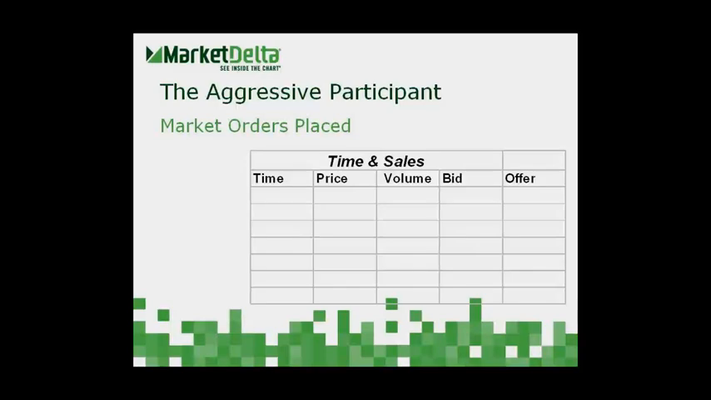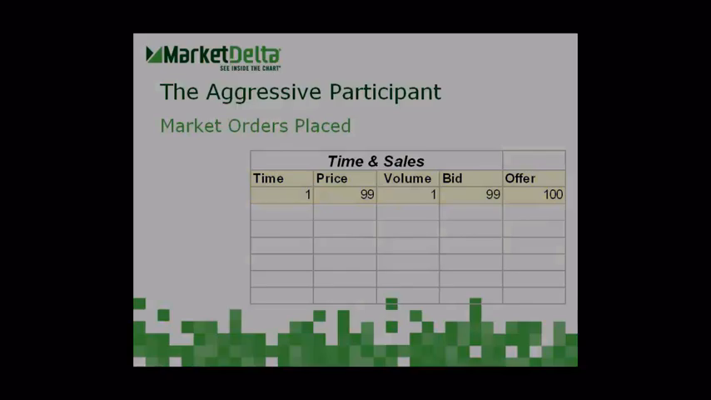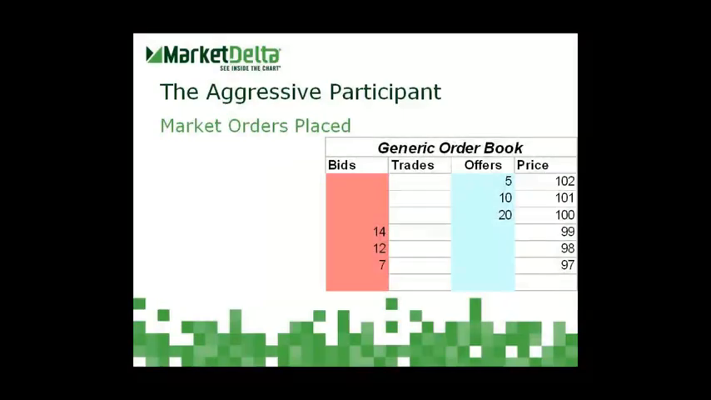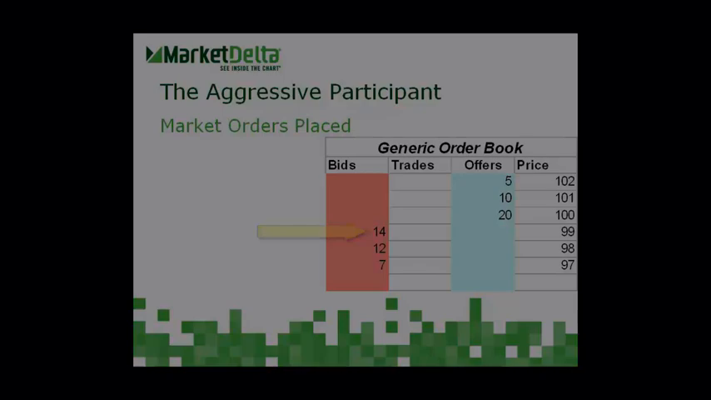At some time, let's call it time 1, a market order to sell comes to the exchange. What happens? The market order to sell is matched with the best available bid quoted from the order book, which in this case was 99. Look what happens to our time and sales. Also note that our order book bid quantity at 99 decreased by 1 down to 14.